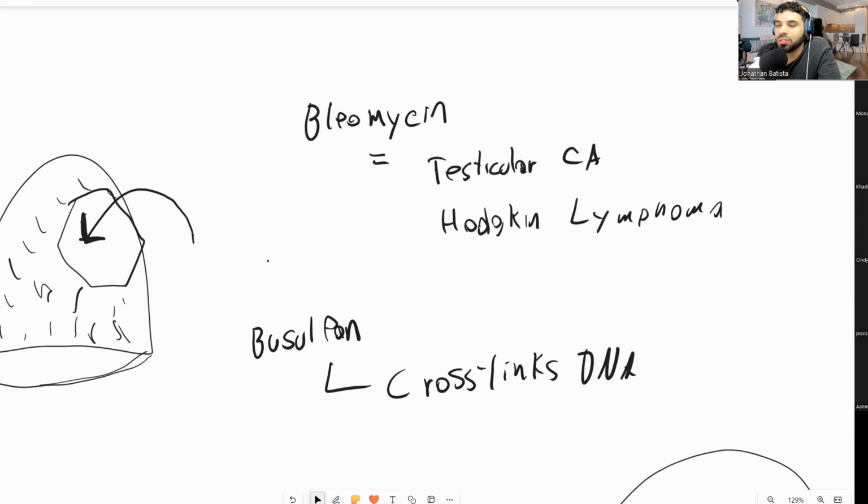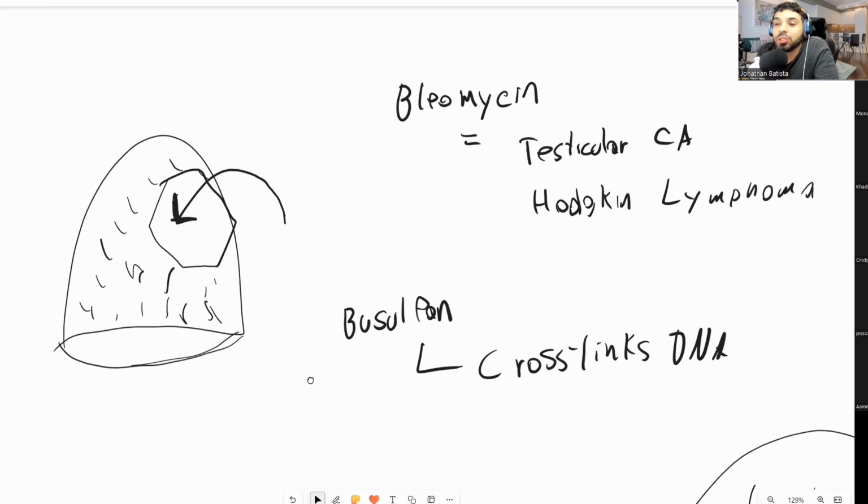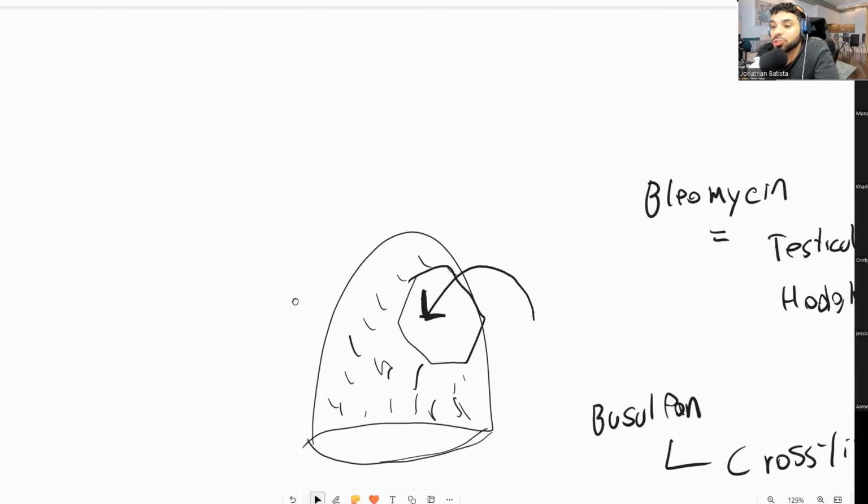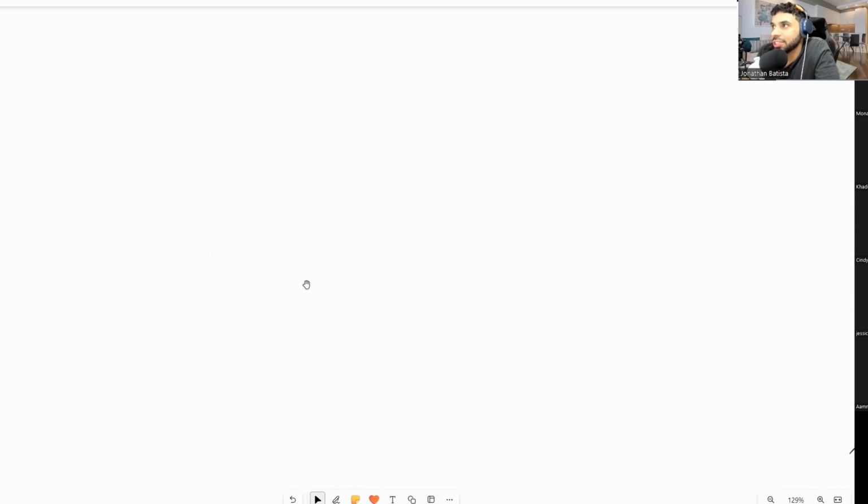Methotrexate as well. Good. So can you tell me then the mechanism of action of methotrexate? Do you know the mechanism of action? Anybody? If you know it, type it in. How does methotrexate work? What does it do? Halts folate. Okay, well, I'll tell you.